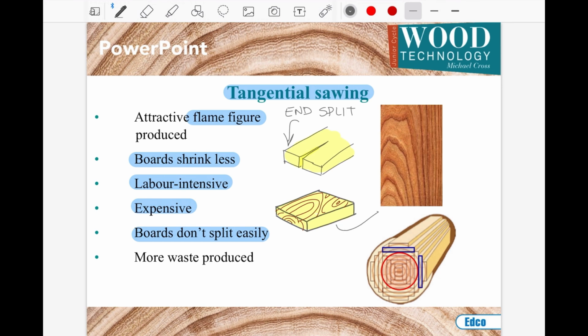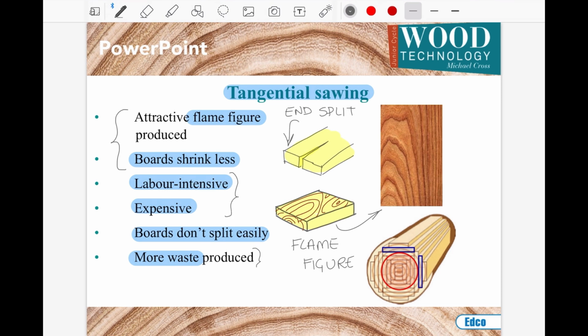Okay, whereas this is flame figure. Okay, so the boards don't split as easily because of this method of conversion. And then more waste, unfortunately, is produced. So in terms of what is a positive and what is a negative, in this case, flame figure and the board shrinking less is a positive. Put labor intensive and expensive. Oh, look, I'm all mixed up. So this is a negative.